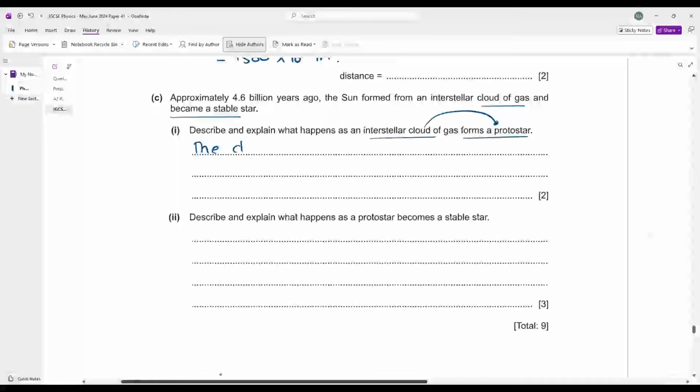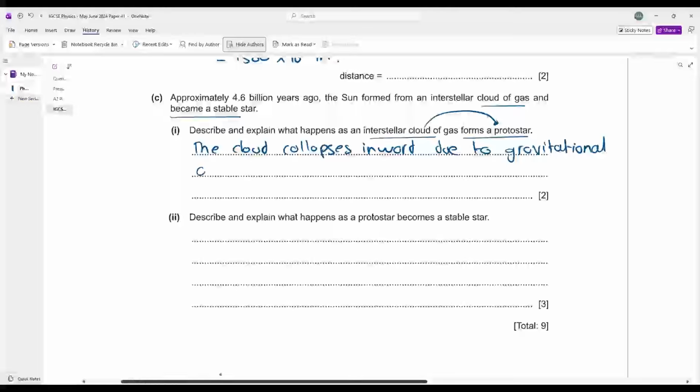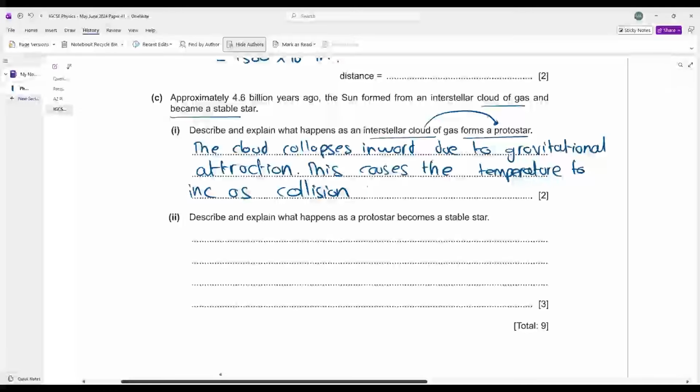The cloud collapses inward due to gravitational attraction. This causes the temperature to increase as collision frequency increases. Describe and explain what happens as a protostar becomes a stable star.